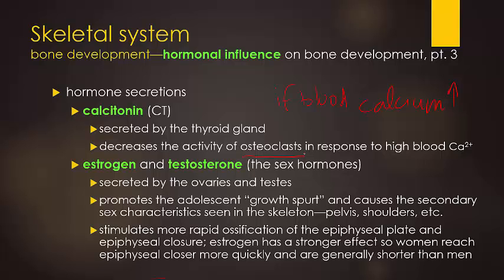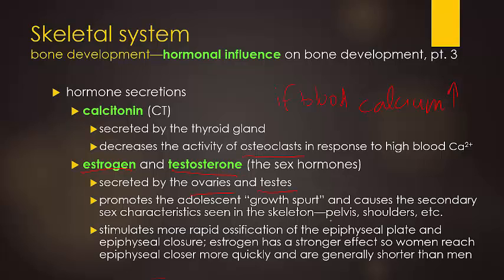And then last of all, the last hormonal influence that we want to talk about that relates to bone development and bone maintenance are the sex hormones, estrogen for women and testosterone for men. Estrogen is secreted by the ovaries, testosterone is secreted by the testes. There's no abbreviation for estrogen or testosterone. But these are the primary promoters of that adolescent growth spurt that brings on the secondary sexual characteristics that are seen in the skeleton.